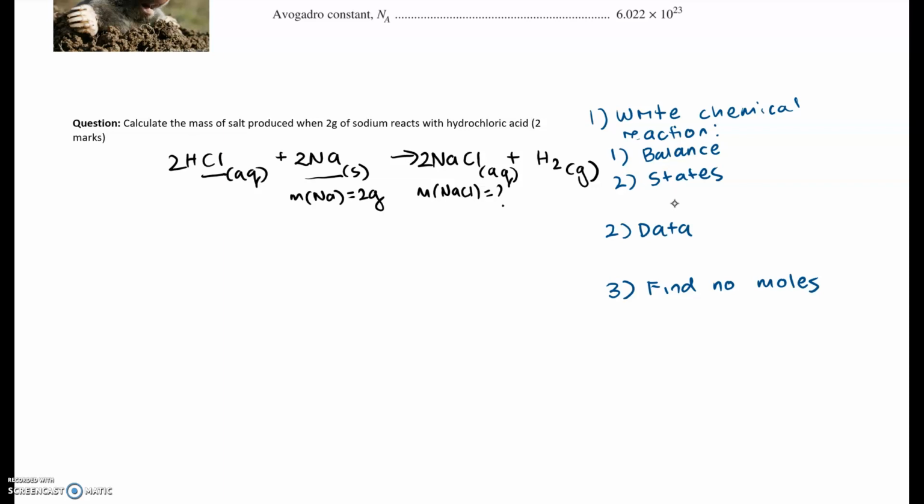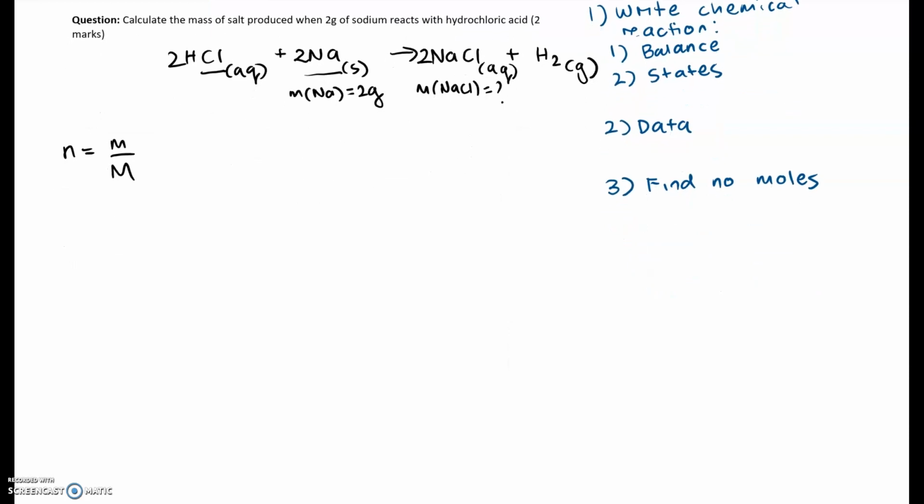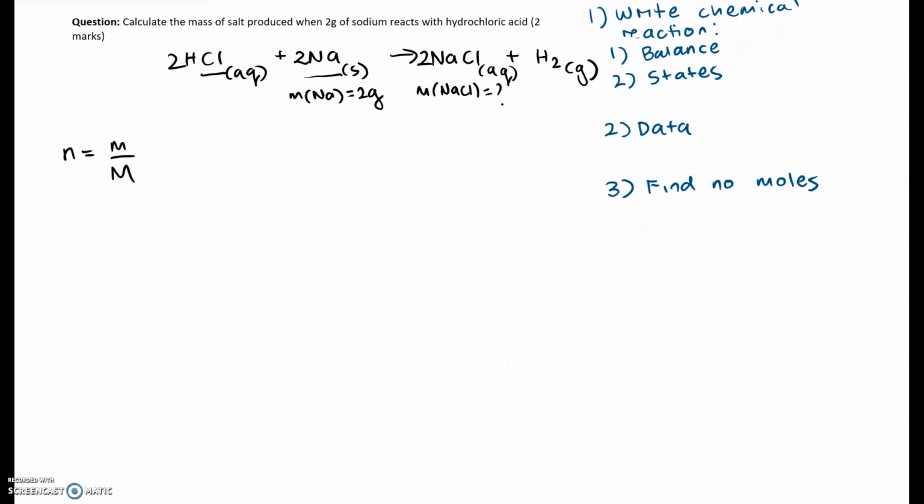Now remember, whenever you're stuck, the first thing you do is convert mass to number of moles. So you must know this high yield equation, which is the number of moles is equal to mass over molar mass. Always write the general equation first in chemistry.